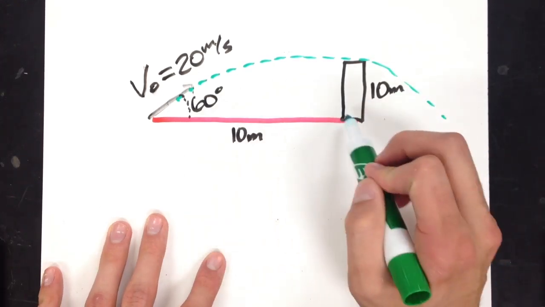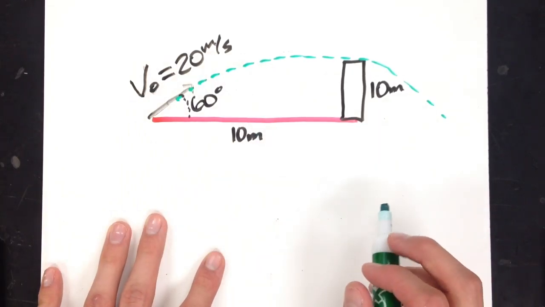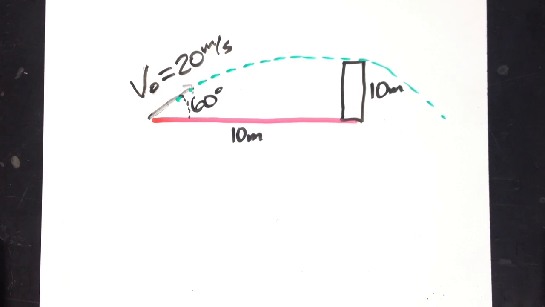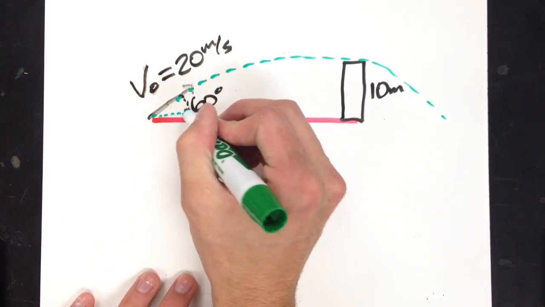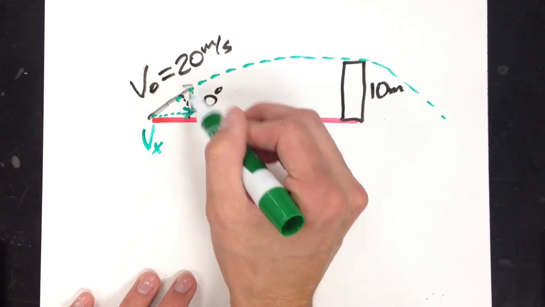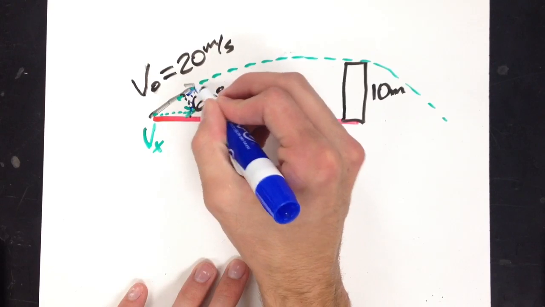And so we know how far away the wall is, and we know how tall the wall is, initial velocity, angle. So here's our strategy for this. We're going to need to know the Vx. Well, to get Vx, think about the triangle here. Here's Vx, and then here is Vy.